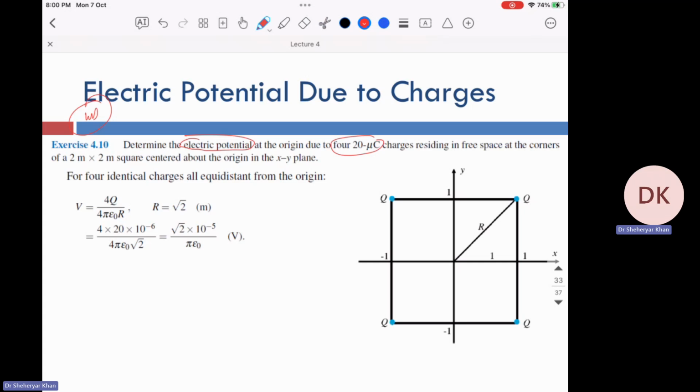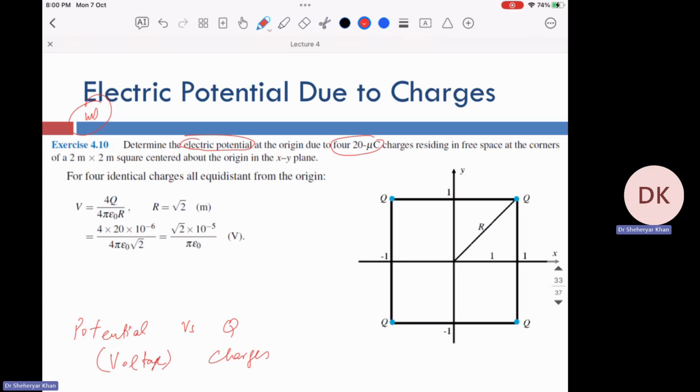So that means we are now discussing the potential. That means voltage, a scalar field, versus charges. So there should be some formula: given charges, how to find the voltage? That's it. Now this question is asking you to find the voltage.